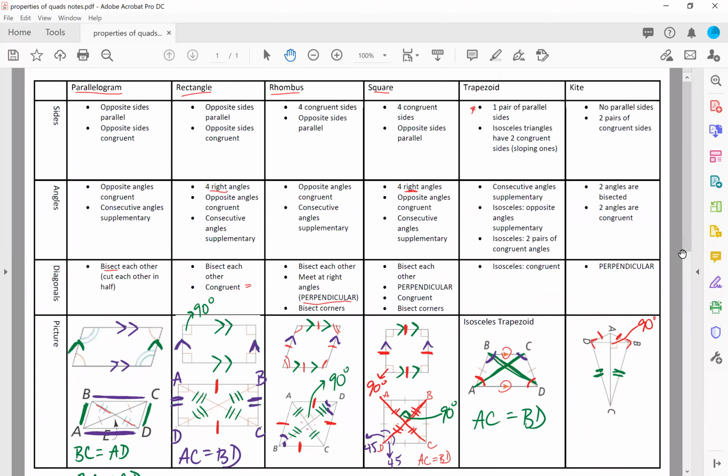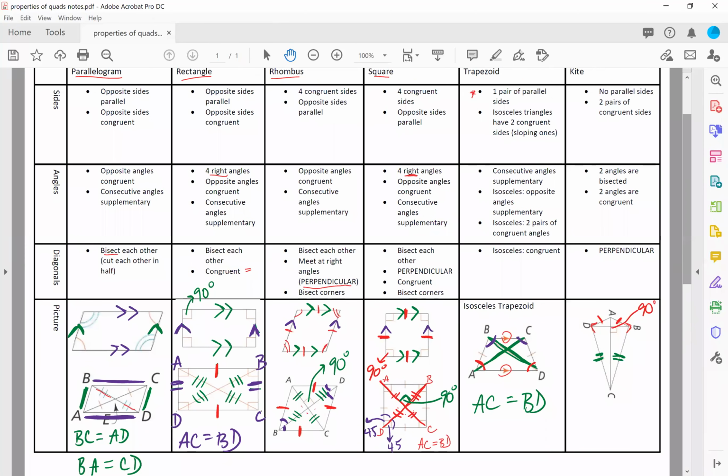So as you're taking your quizzes, I would have this displayed or printed out so you can have a little cheat sheet to help you out.